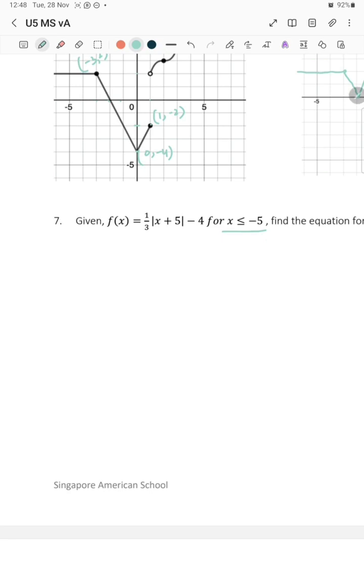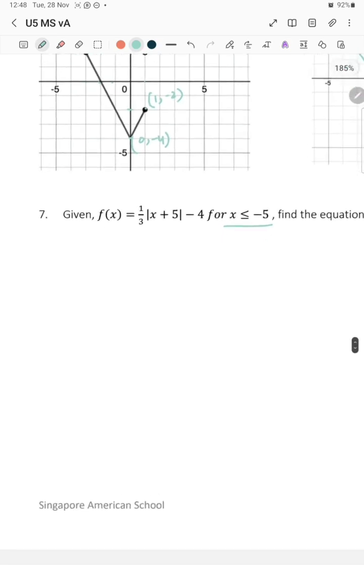Which side is this? Positive side. So we are going to go with the positive one. So going with the positive one is very easy. y is equal to 1 by 3 x plus 5.